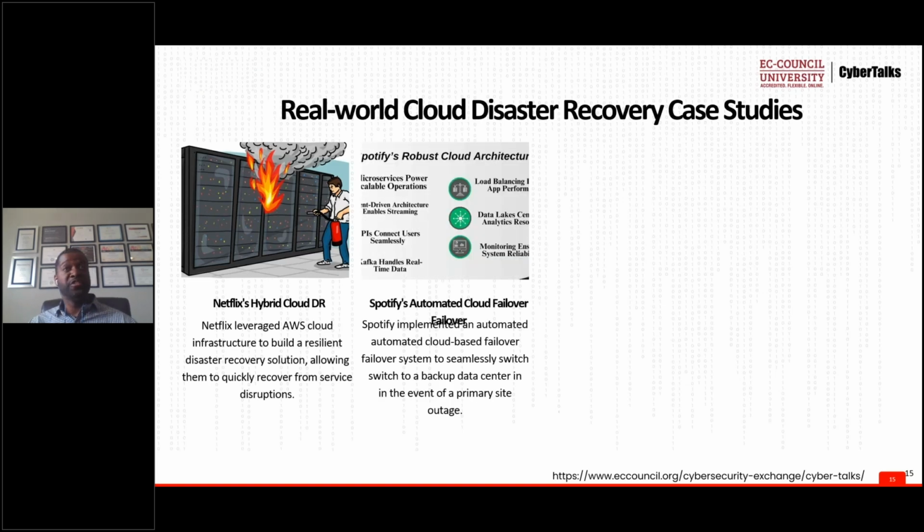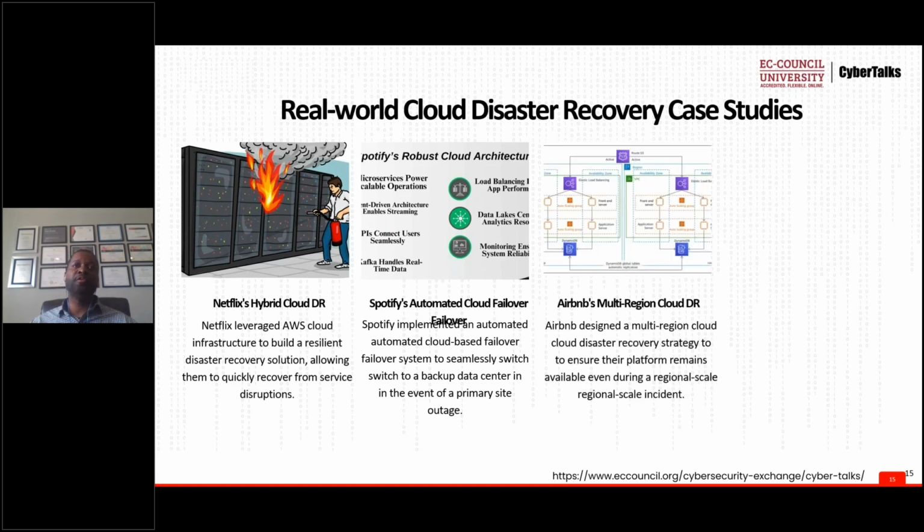Spotify took automation to the next level. Their cloud-based failover system is designed to switch traffic to a backup data center instantly without any interruption. This level of automation minimizes downtime and helps ensure a seamless user experience.